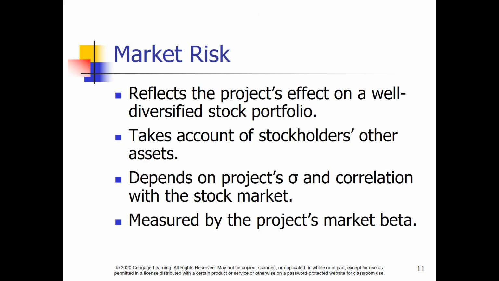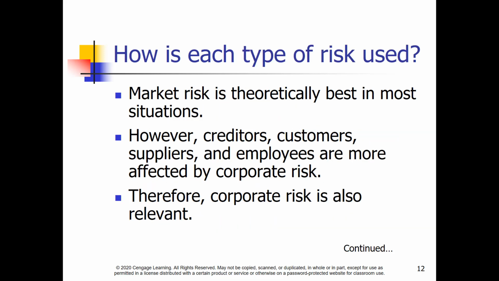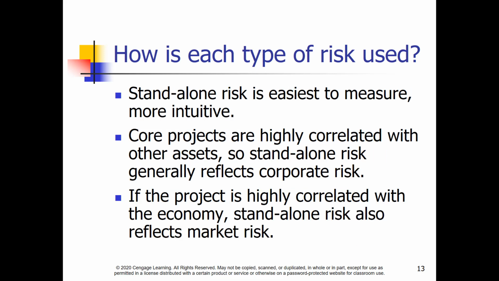Market risk, while considered the most important, is the hardest to evaluate. It takes into account investors' other assets. Market risk is, by general definition, the most relevant type of risk, but it's also, as I said, the hardest to measure. Corporate risk is a bit easier to quantify, but not much. It is, however, highly relevant to so-called stakeholders, those who have a relationship with the firm. While market risk and corporate risk are important, standalone is the easiest to measure.